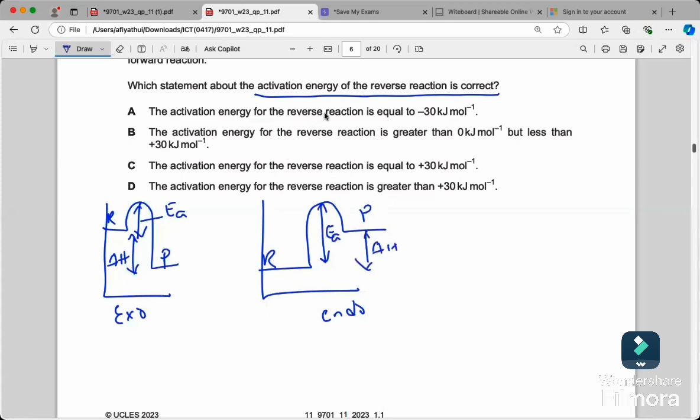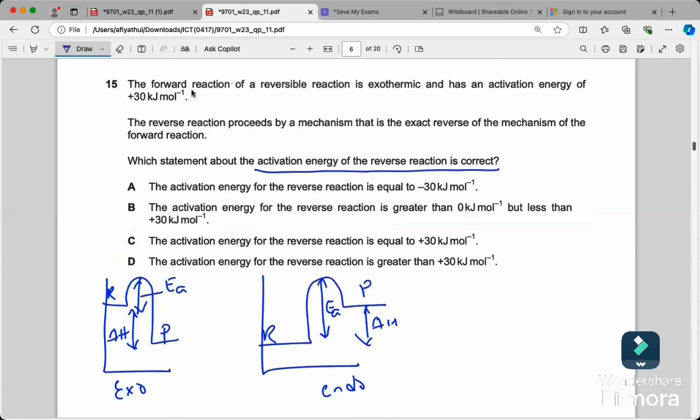So the forward reaction, they said, is exothermic and has an activation energy, so here this activation energy is going to be plus 30 kilojoule per mole. The reverse reaction proceeds by the mechanism that is the exact reverse of the mechanism of the forward reaction. So the activation energy for the reverse reaction is not greater than 0 but less than 30 kilojoule per mole. It cannot be less than 30 kilojoule per mole. As you can see here, this whole part is activation energy. So B is wrong.